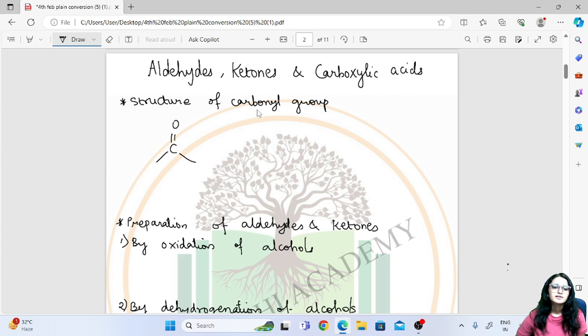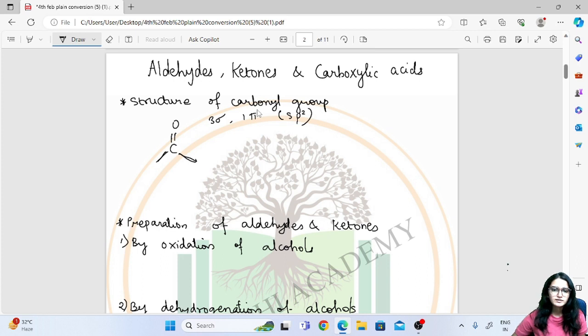This carbonyl group has a carbonyl carbon with 3 sigma bonds and 1 pi bond. So the carbon has 3 sigma bonds, this is first, second and third, and this is 1 pi bond. Which hybridization is this? Since it has 3 sigma and 1 pi bond, the carbon has sp2 hybridization.